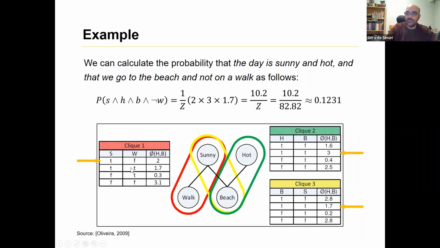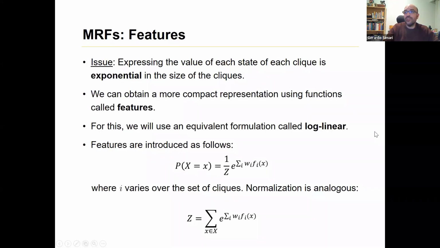Here, each clique has 2 variables with 2 values, and that's why they only have 4. But imagine if it had 4 or 5 different nodes in there, then it would be much longer. So one way of getting a more compact representation is using functions called features. In order to do this, we'll present them in a formulation that's a little bit simpler than the math, but equivalent, called a log linear formulation.